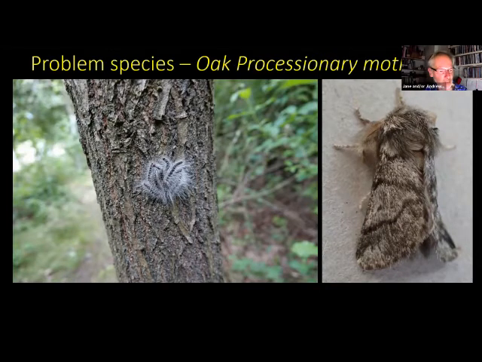These live in big groups and have these long hairs, which can be very irritant if they get blown in the wind into people's eyes, and particularly affect pets like dogs. They're called processionary moths because they will walk about in a long line. In fact, people have done experiments where if you take some and form them into a circle, they'll just walk round and round in circles until they starve to death. But it's not something I'd recommend trying to do.